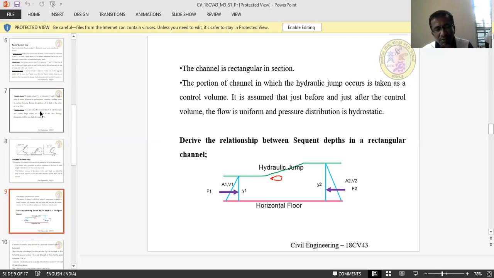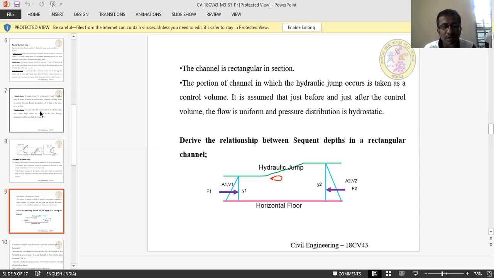This one is very important. Derivations: usually in the examination they may ask a question like, derive an equation for the hydraulic jump in a rectangular channel, or they may ask about the relationship between the sequent depths. Sequent depth is the depth which occurs in hydraulic jump, meaning Y1 before jump, Y2 after jump. So we are supposed to show the relationship between Y1 and Y2 when the hydraulic jump occurs.